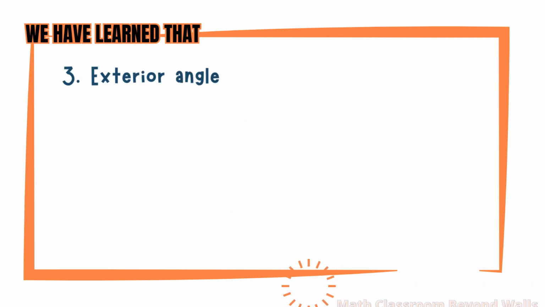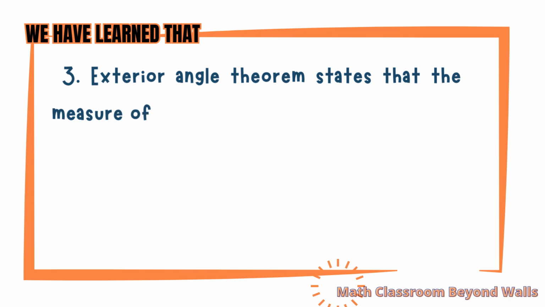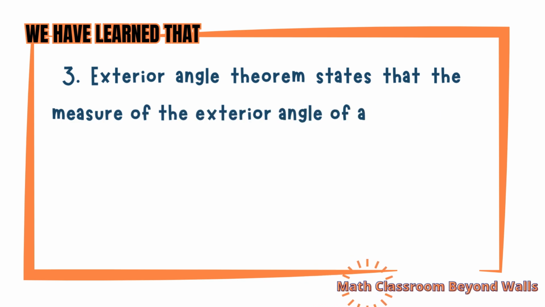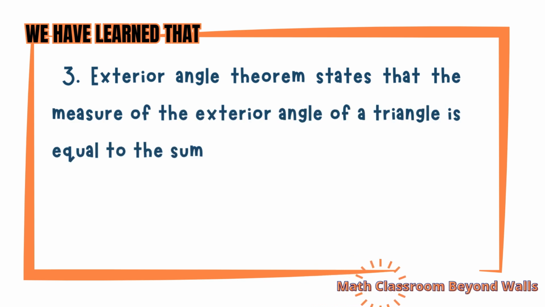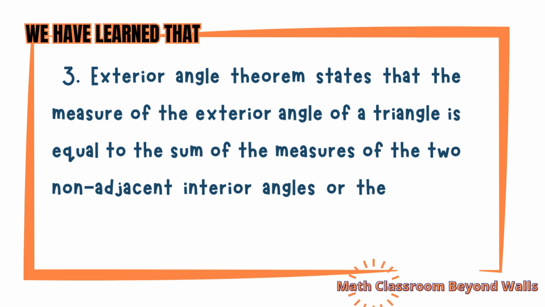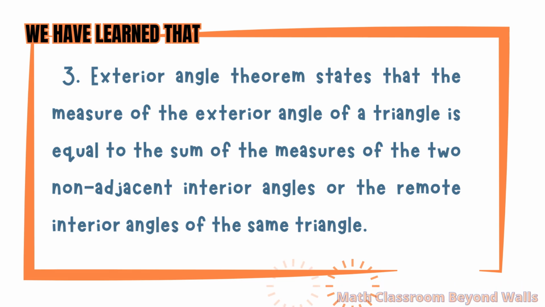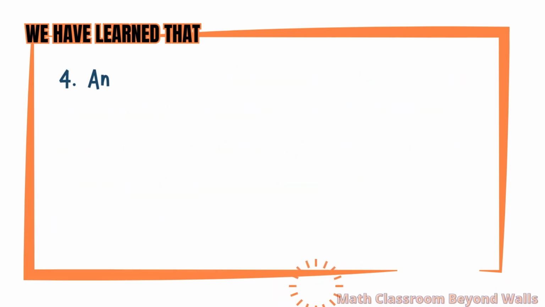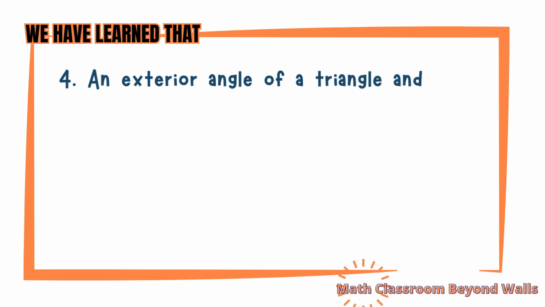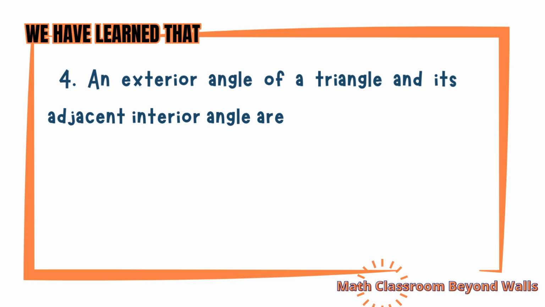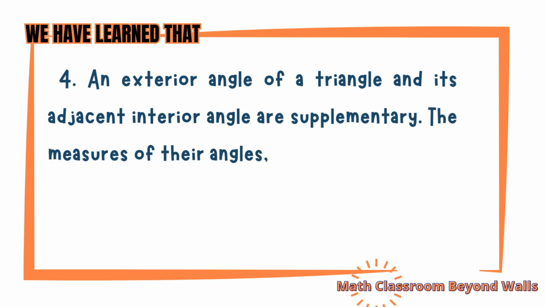Third, exterior angle theorem states that the measure of the exterior angle of a triangle is equal to the sum of the measures of the two non-adjacent interior angles or remote interior angles of the same triangle. Fourth, an exterior angle of a triangle and its adjacent interior angle are supplementary. The measures of their angles sum to 180 degrees.